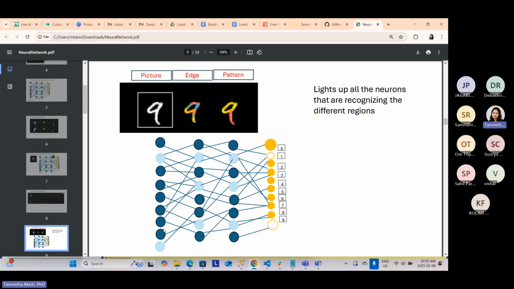And then bringing everything together is this output layer, where you get some values of activations, and based on the highest activation, that digit has the highest probability of being recognized. Okay.